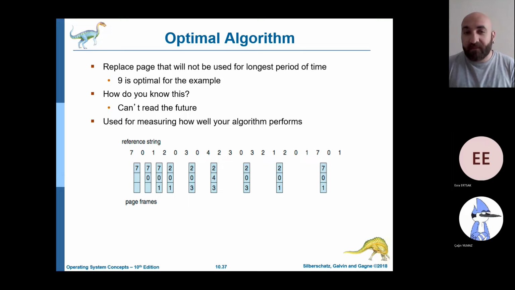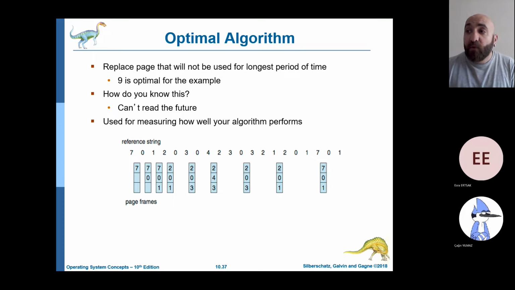Unfortunately, the optimal page replacement algorithm is difficult to implement because it requires future knowledge of the reference string. As a result, the optimal algorithm is used mainly for comparison studies. If you want to compare your algorithm, to see if it's similar to optimal or not, you can use the optimal algorithm.